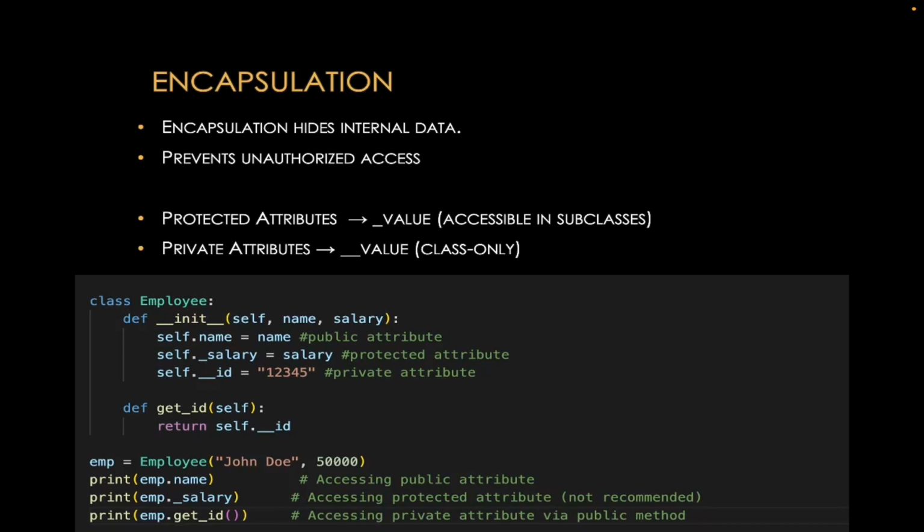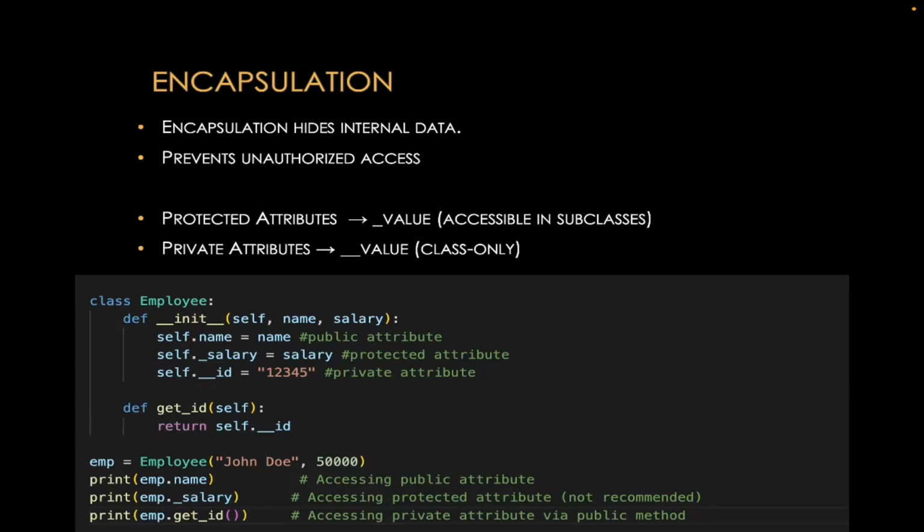Second one is the protected attribute. A protected attribute is just to show that these variables should be used inside the class or child classes. Although these variables can be accessed outside the class, it is not recommended.